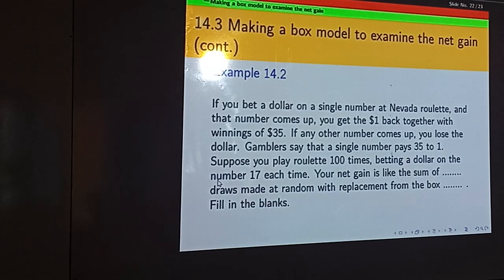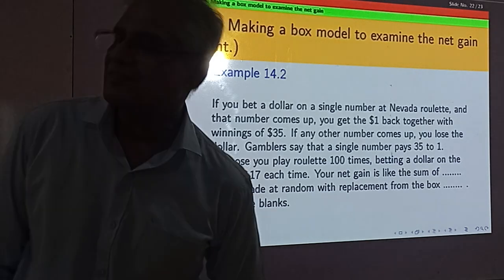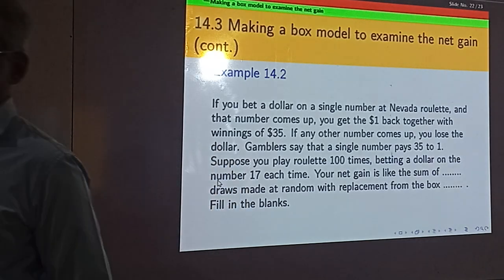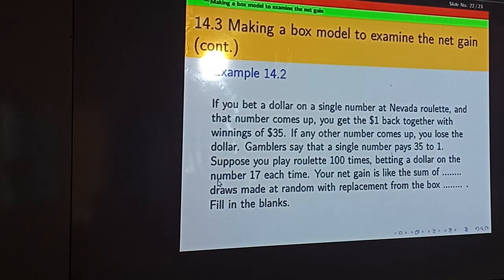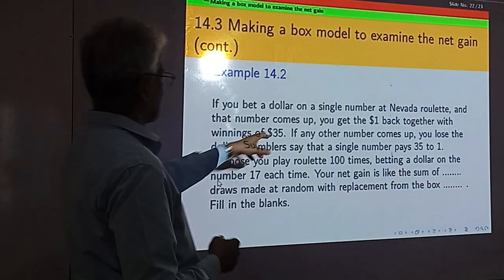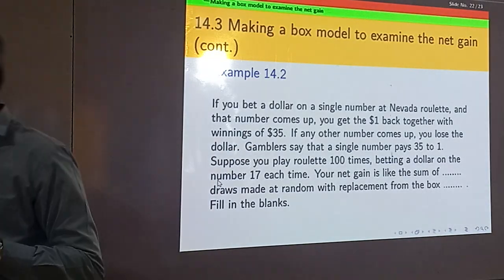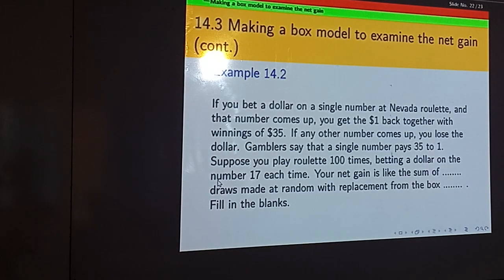If you bet $1 on a single number at Nevada roulette and that number comes up, you get $1 back together with winnings of $35. So that's a very good deal, right? You bet $1, and if you win, you win $35. So your gain will be 35. You will have your dollar, of course, but that is not a gain. But in addition to that, you will have $35.